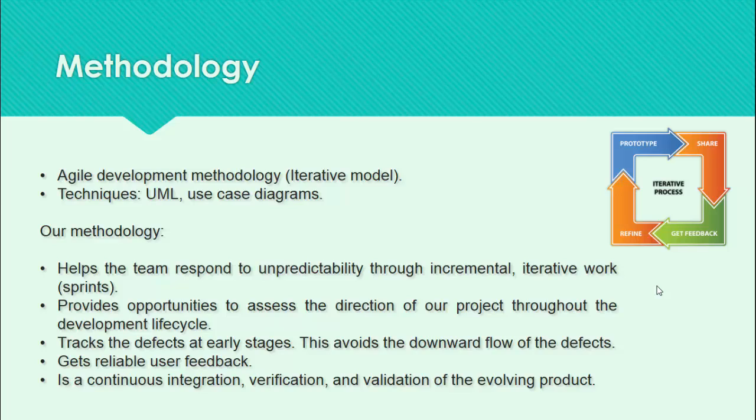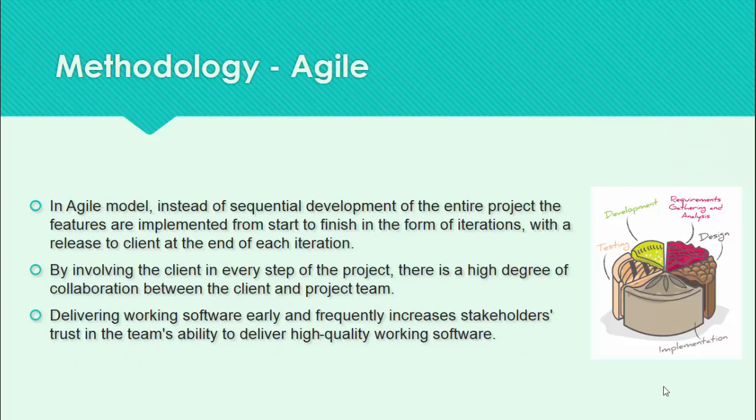It provides opportunities to assess the direction of our project throughout the development lifecycle. It tracks the defects at early stages and gets reliable user feedback. So overall, it is a continuous integration, verification, and validation of the evolving product. In the Agile model, instead of sequential development of the entire project, the features are implemented from start to finish in the form of iterations, with a release to the client at the end of each iteration. By involving the client in every step of the project, there is a high degree of collaboration between the client and the project team. Delivering working software early and frequently increases stakeholders' trust in the team's ability to deliver high quality working software.